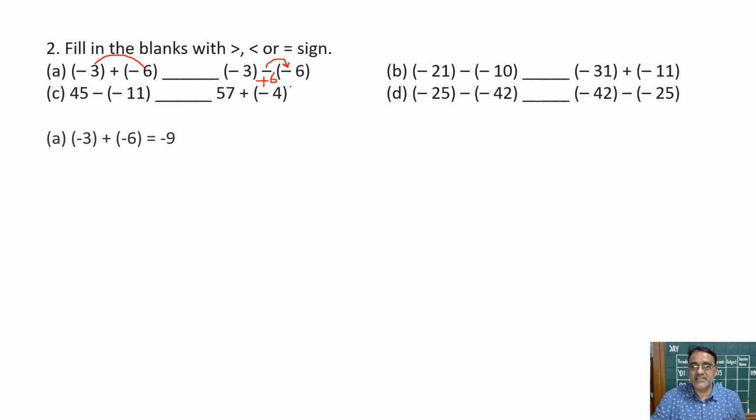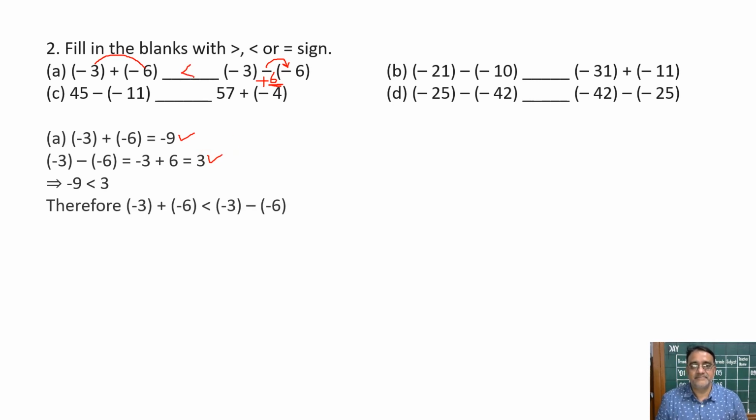of the greater number. Which is greater, 6 or 3? 6. What is the sign of 6 here? Plus. So answer is plus 3, right? And minus 9 is less than 3. So here what symbol will come? Less than. This is clear?